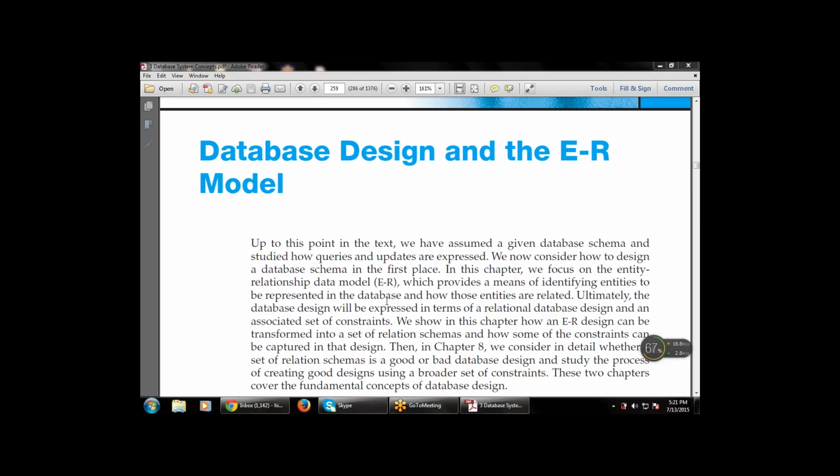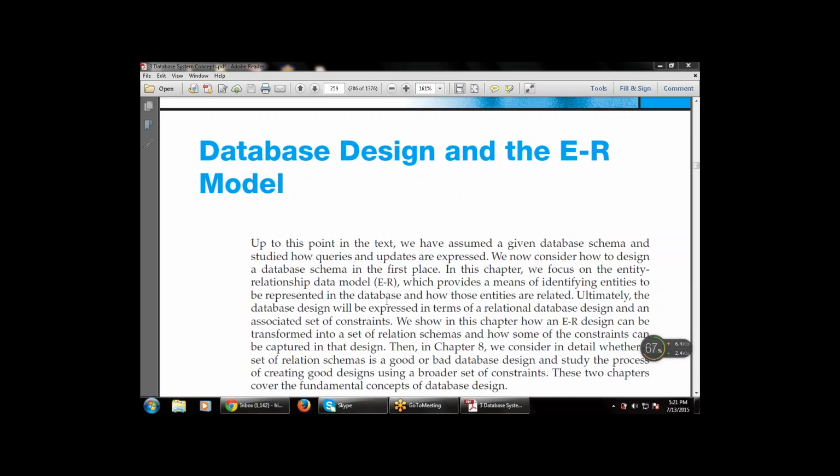In this chapter, we focus on the ER data model, which provides a means of identifying the entities to be represented in the database, and how those entities are related. That is how the relationships will be maintained, or how to represent the entities in various forms. That is the ER model. So what is an entity?